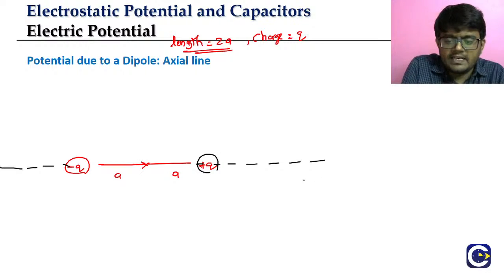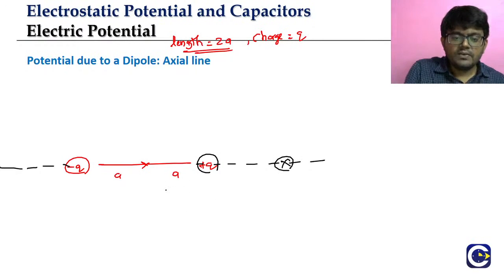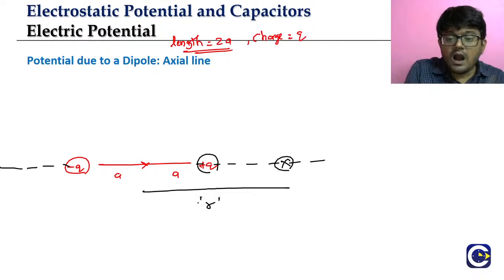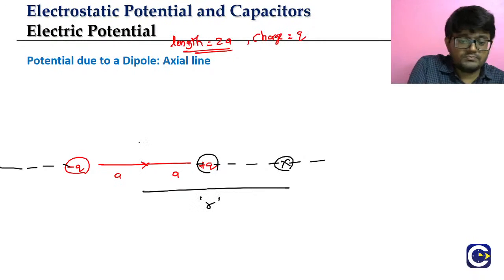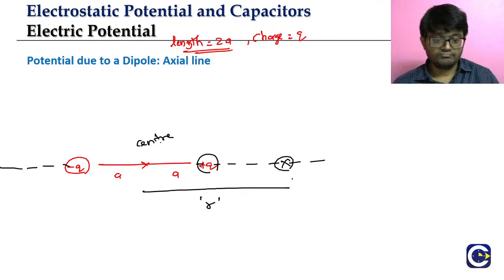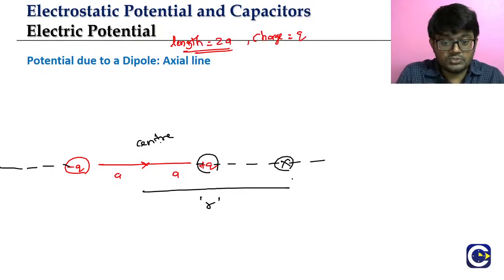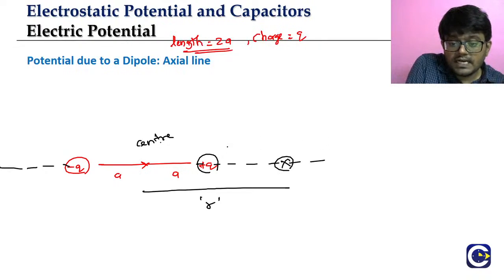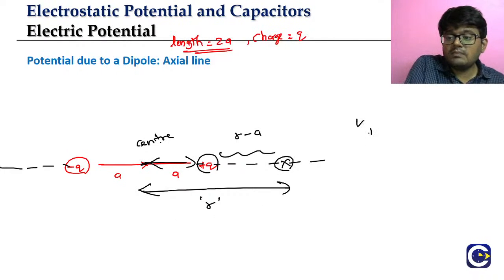On the axial line we are marking a point which is at a distance r from the center. Observe where we are marking the point: on the side closer to the positive charge. What is the distance of this point from the positive charge? It is r minus a. So the potential because of the positive charge is kq by (r minus a).